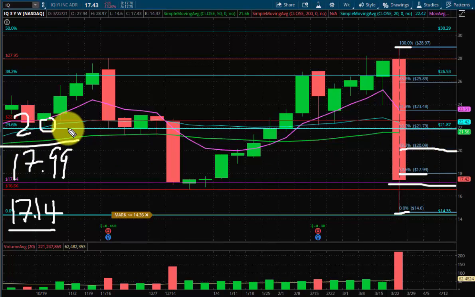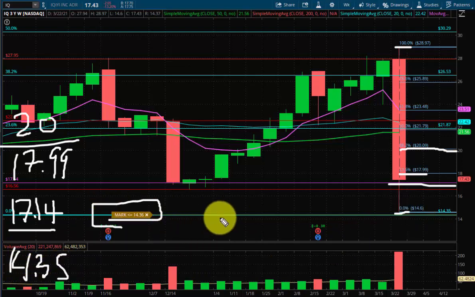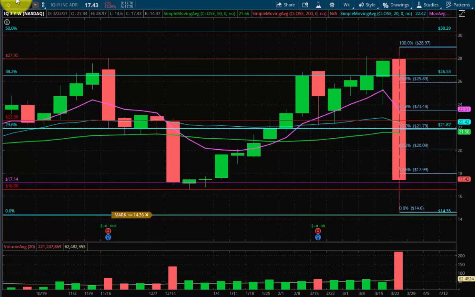If it loses 17.14, I'm actually not going to short. I'm going to wait for it to come down to 14.35. You can see I already have an alert set there. I'm prepared, man. I'm ready to kick this week's ass. So 14.35 would be the next big support zone, but the game plan right now is key level to key level on the way back. All right, we're going to do the same thing for Baidu.